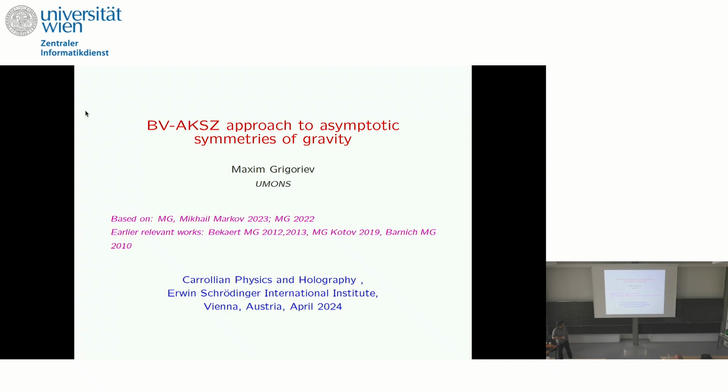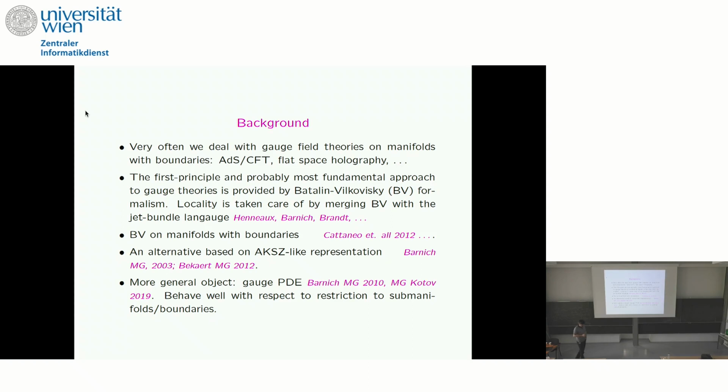Okay, so what is the background of this direction? First of all, I have to apologize that it's not a genuine flat space holography talk. It's a talk about mathematical methods to understand in a more or less rigorous and geometrical way what happens between a bulk and boundary when gauge symmetry is present. And the background here is that indeed we often encounter gauge theories and manifolds with boundaries, or more general situations like corners or defects or low-dimensional strata, and we need to handle them properly.